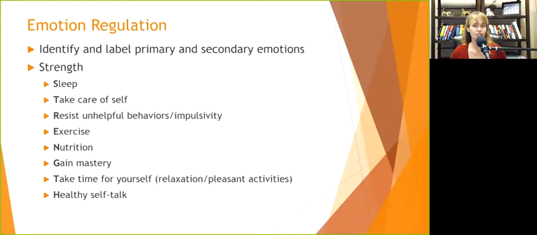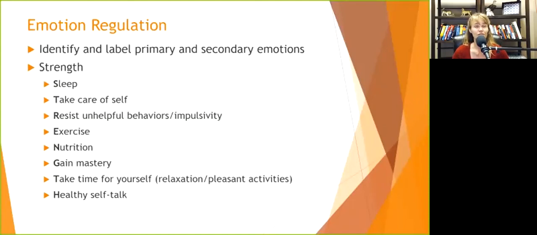One of the acronyms for emotion regulation is STRENGTH. Goes back to those vulnerabilities we've talked about. In order to regulate your emotions, in order to be able to keep all those things kind of in alignment and have your neurotransmitters balanced, you need to get enough sleep. Take care of yourself, not burn yourself out, not wear yourself down. Resist unhelpful behaviors or impulsivity, and this could be self-harming behaviors or just unhelpful behaviors like getting angry and stomping off and slamming the door and things that are not going to resolve the situation.